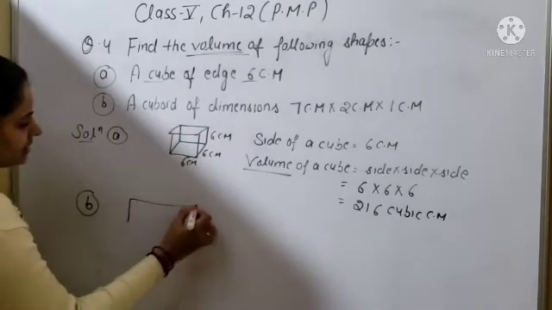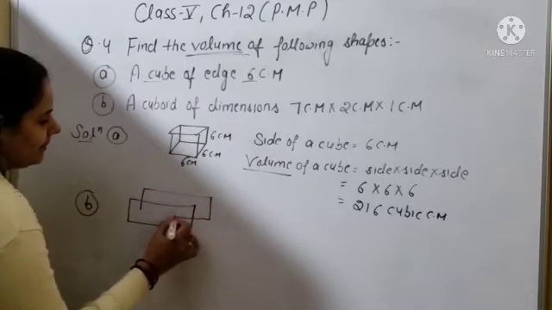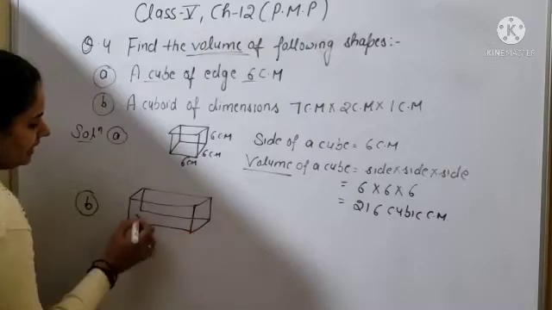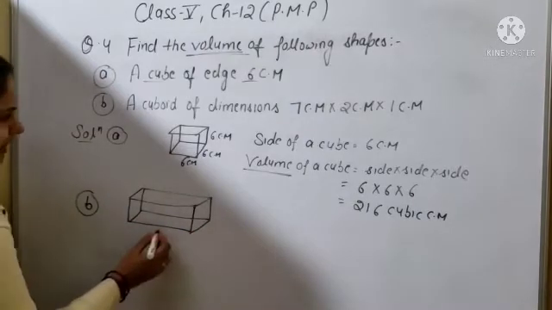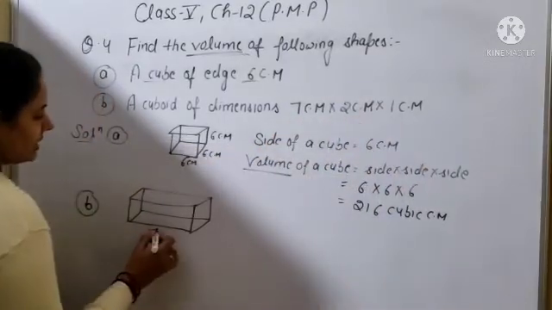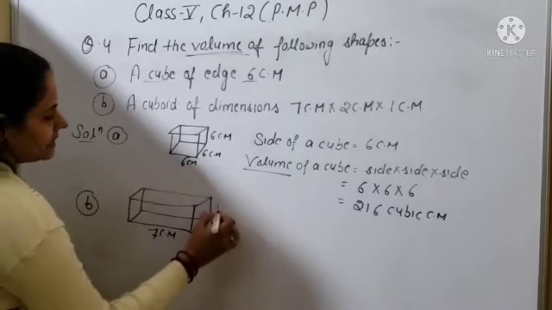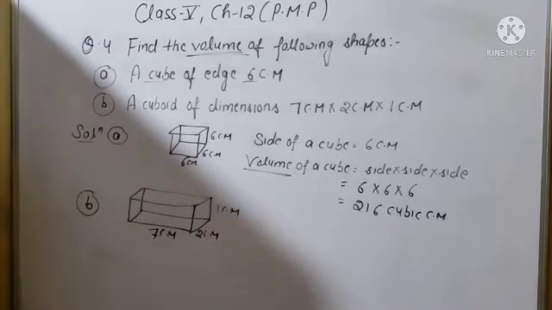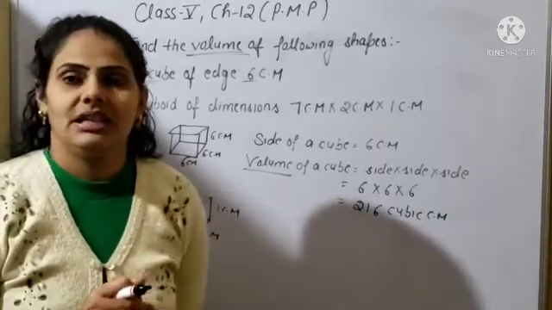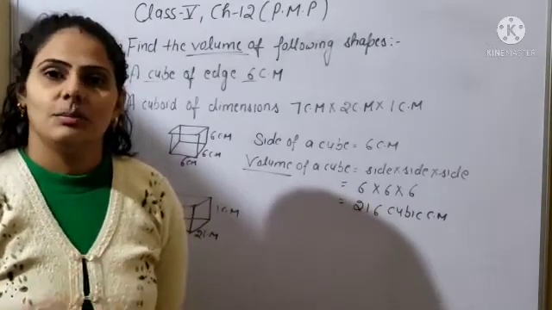Cuboid is the shape with a rectangle base. This is also a 3D shape, but the shape of the faces will be like a rectangle. So this is your cuboid and this one is length. Dimensions mean length, breadth and height. So 7 centimeter is the length, breadth is 2 centimeter and height is 1 centimeter. So you will find out the volume. In a cuboid all the length, breadth and height are different, you can see. So what will be the formula of volume? Simply you will multiply the dimensions, length into breadth into height.